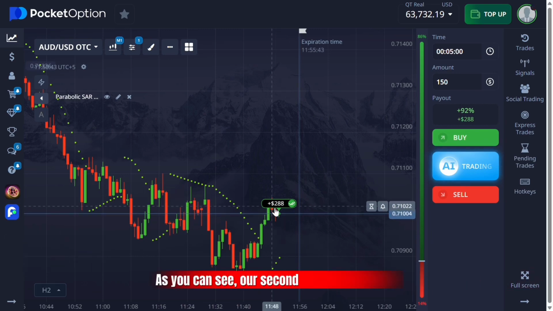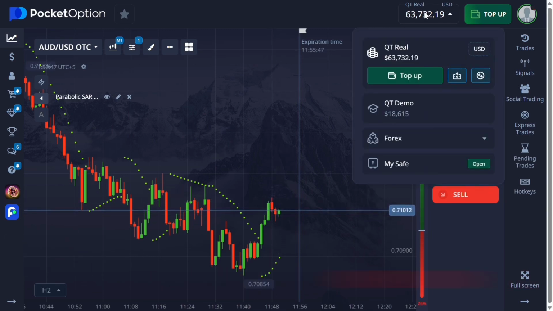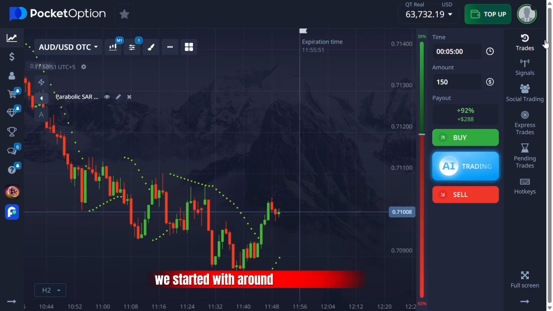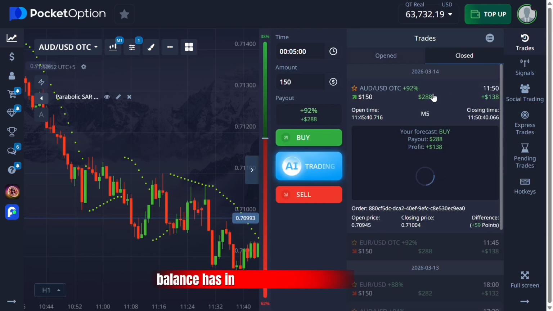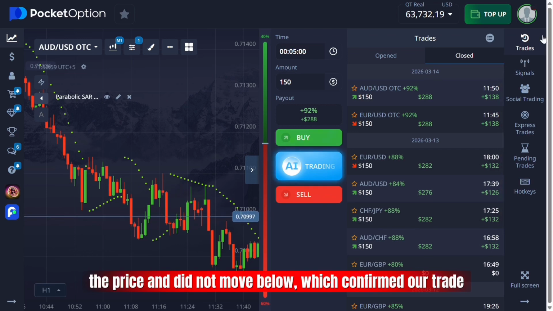As you can see, our second trade is also a win. This trade was taken on the AUD-USD pair, and the market moved in our favor. If we look at the balance, we started with around 150, and now our balance has increased to about 288. And if you look carefully at the chart, you can see that the signal stayed above the price and did not move below, which confirmed our trade.